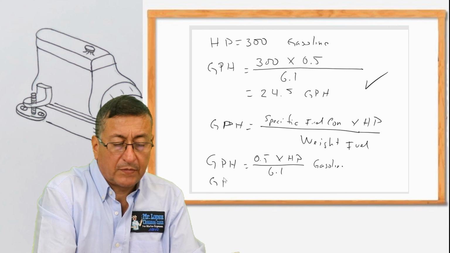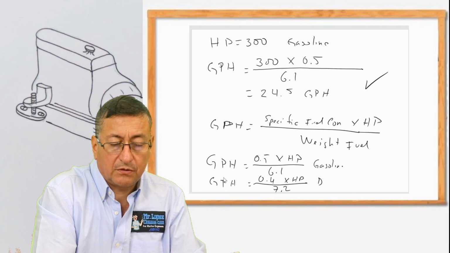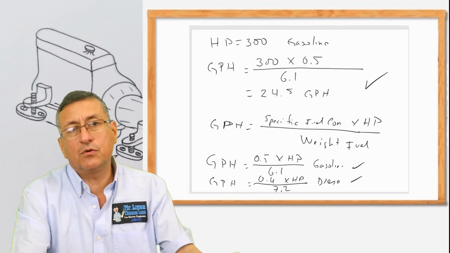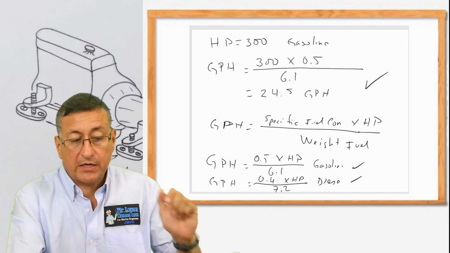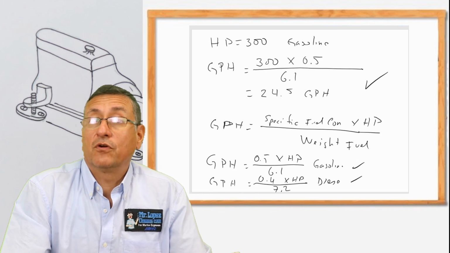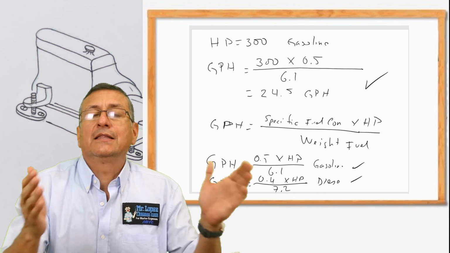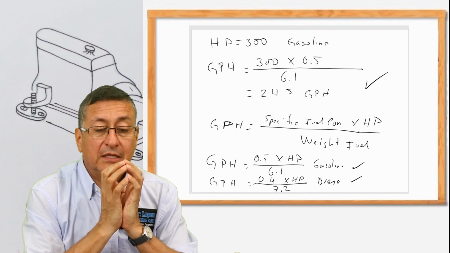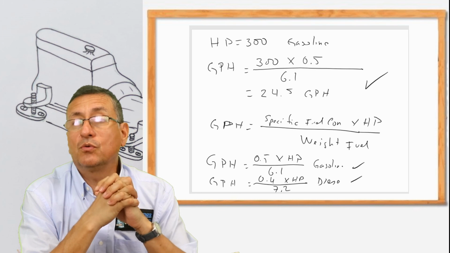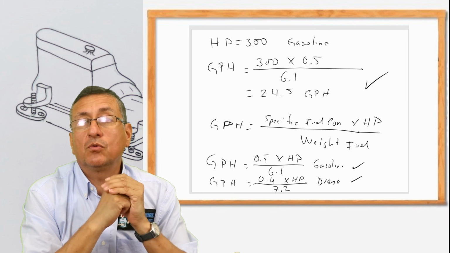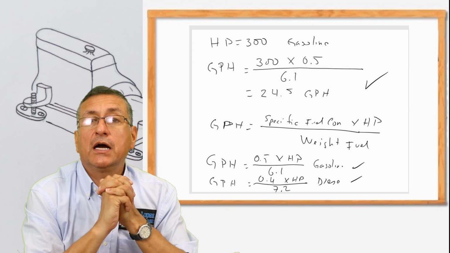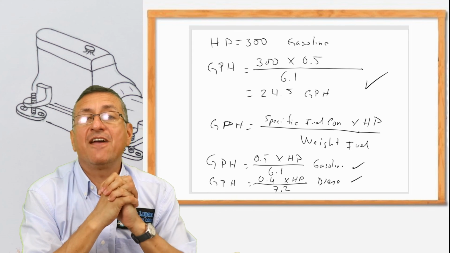and for diesel it is 0.4 times the horsepower of the engine divided by 7.2. That's for diesel. With that formula you calculate the consumption in gallons per hour. And don't forget the formula for the efficiency: the actual situation divided by the theoretical times 100. Those are the magic formulas that we are going to use in the future to calculate the hull speed, to calculate the horsepower required for the engine, and to calculate the fuel consumption and the efficiency.